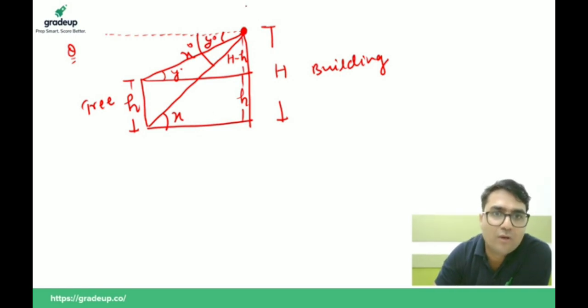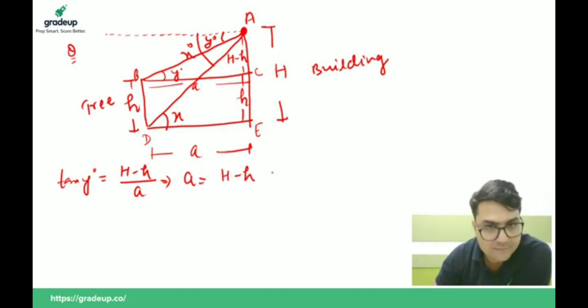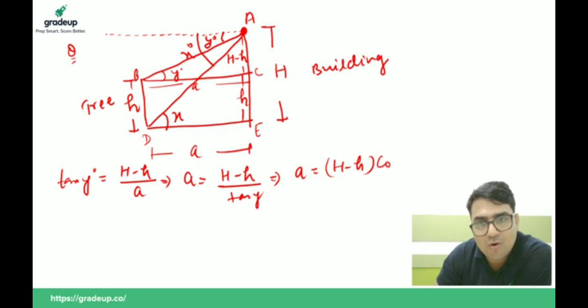Now, if this is A, B, C, D, E, and I take tan y from here, and let this distance be a. In this triangle ABC, what I'm getting is tan y is equal to H minus h divided by a. So here we have a is equal to H minus h divided by tan y. This implies a is equal to (H minus h) cot y.